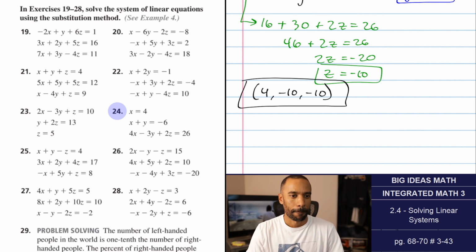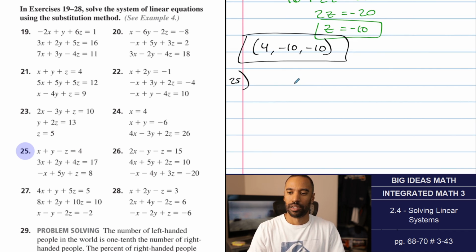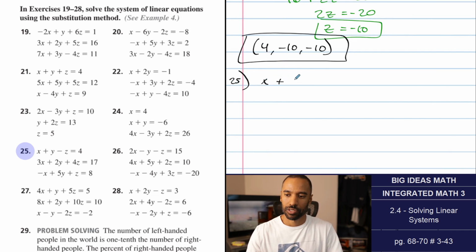Okay, number 25. Probably back to conventional substitution practices. Number 25. x plus y.